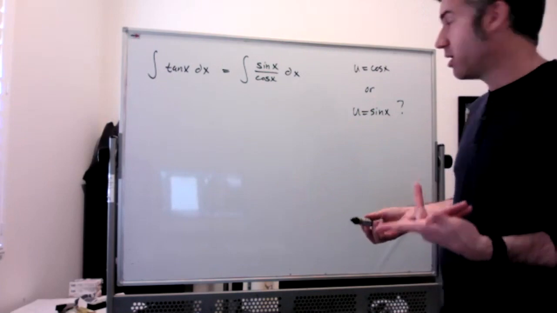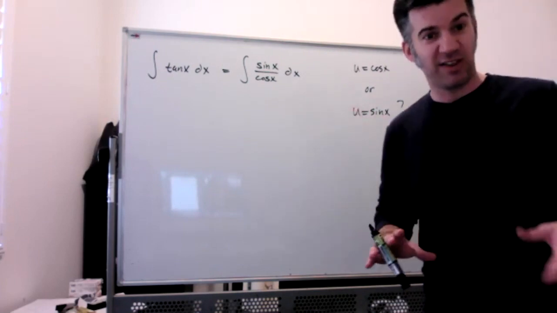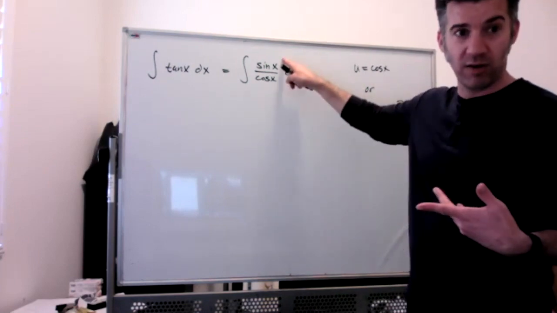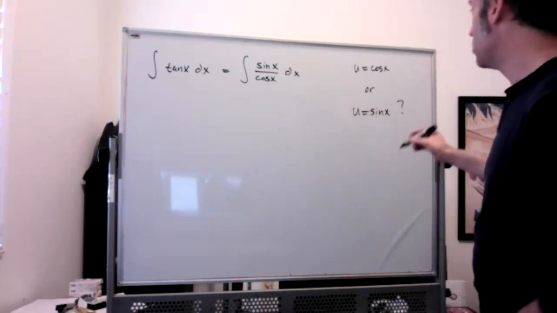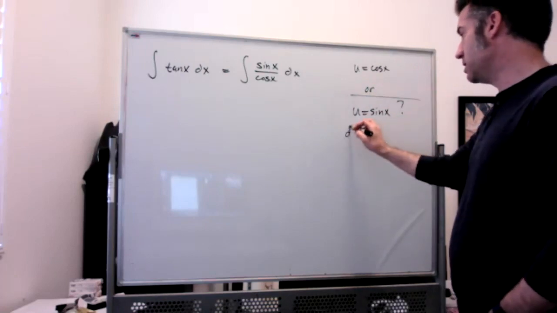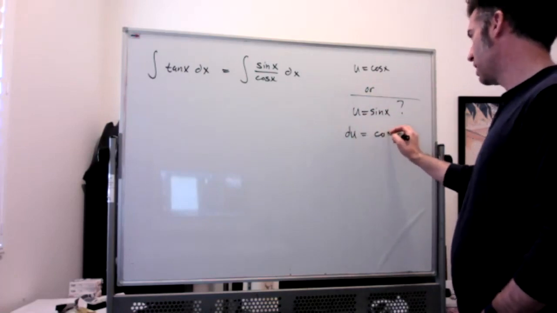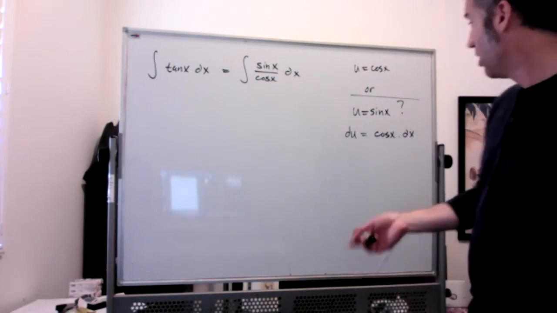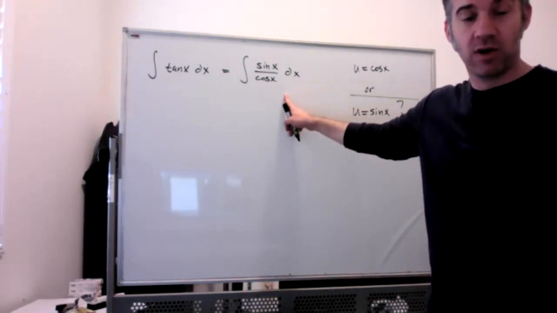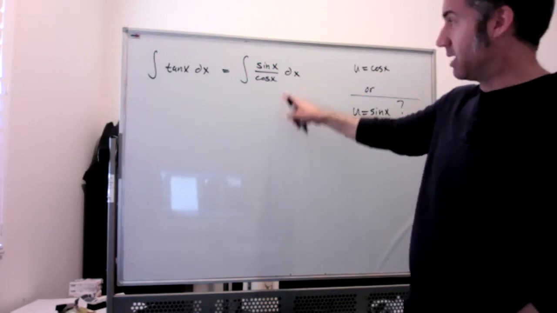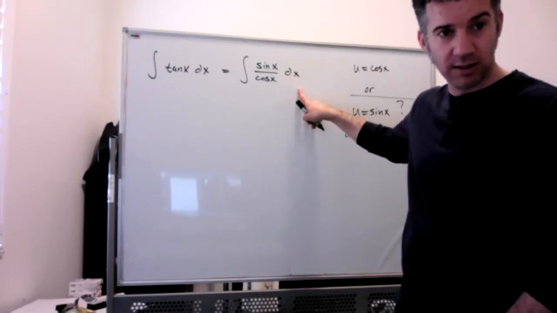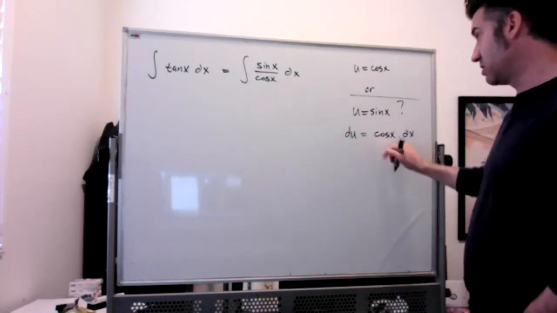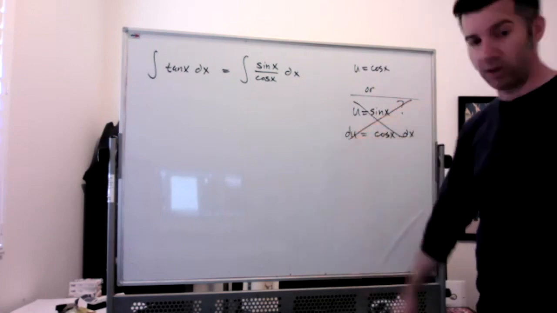Well, it's not okay. We like to pick the thing that's stuck somewhere, and if I have a choice, I'm going to pick the thing that's stuck in the denominator versus the numerator. But the real issue is that if you use sine, then your du is cosine of x times dx. This integral does not have cosine of x times dx. It has a 1 over cosine of x times dx. You can write this as sine of x times 1 over cosine of x times dx. That's not the same as this, so this is not a good choice.